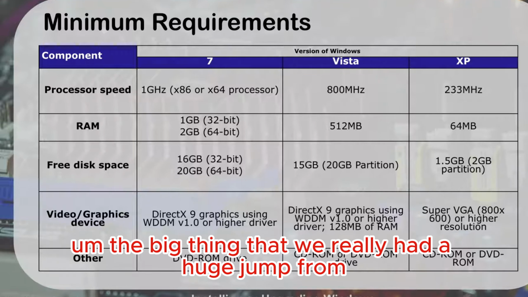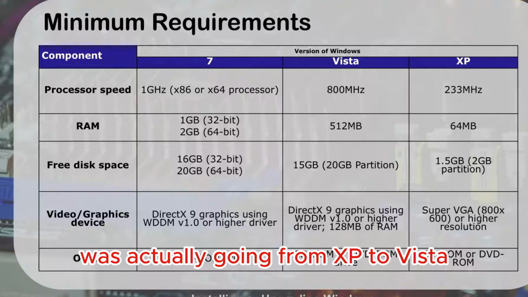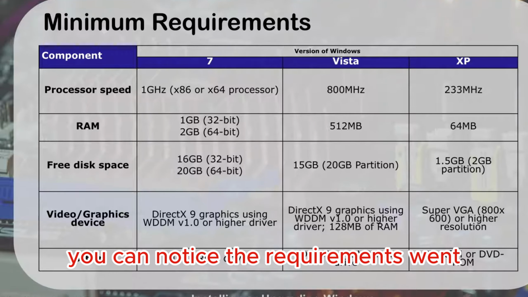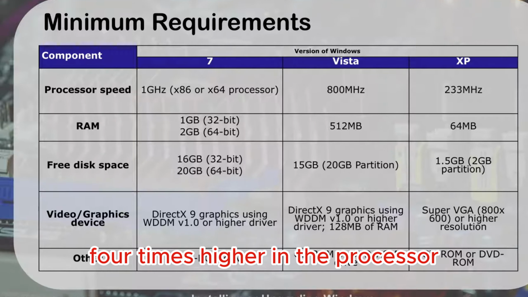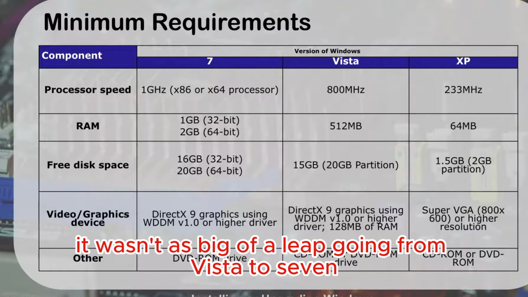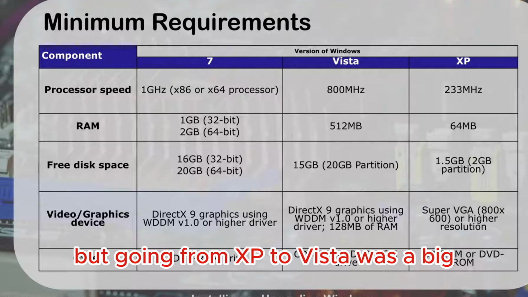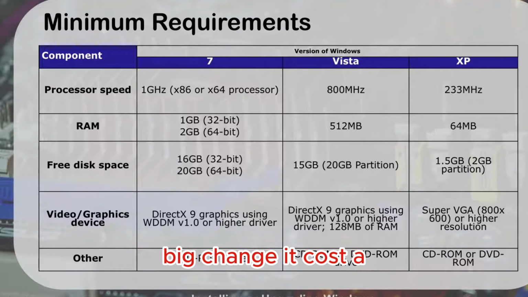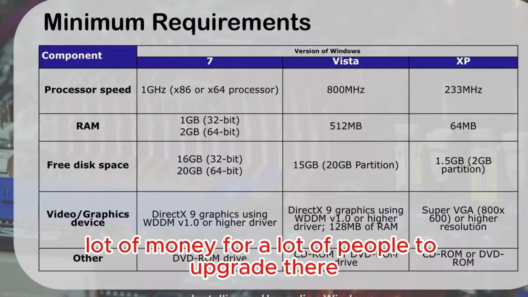The big thing that we really had a huge jump from was actually going from XP to Vista. You can notice the requirements went 4 times higher in the processor, 5 or 6 times higher in the memory, right? It wasn't as big of a leap going from Vista to 7, but going from XP to Vista was a big, big change. It cost a lot of money for a lot of people to upgrade there.